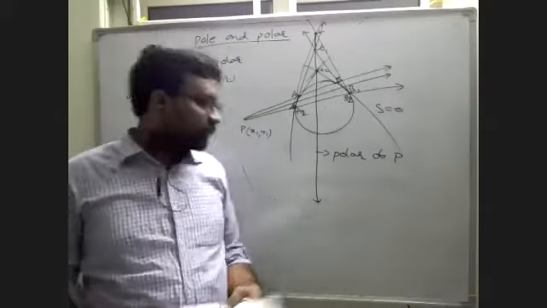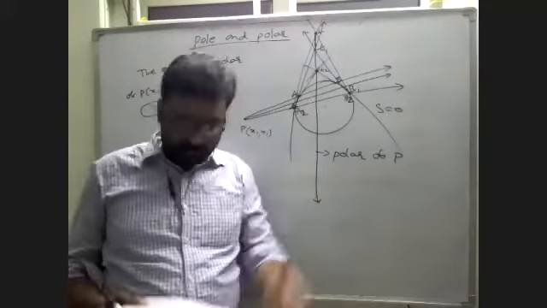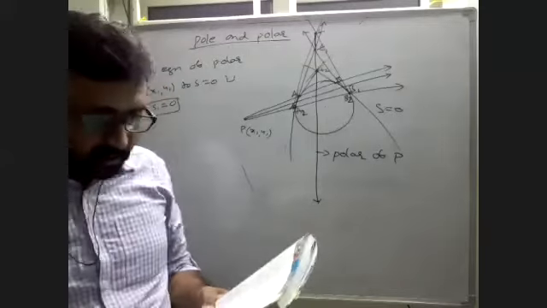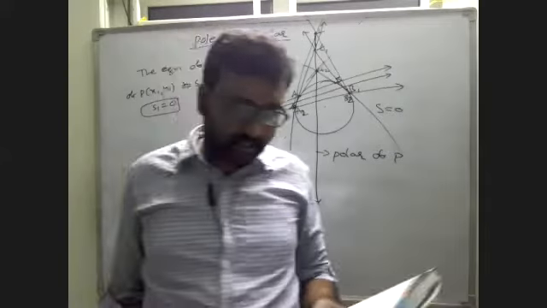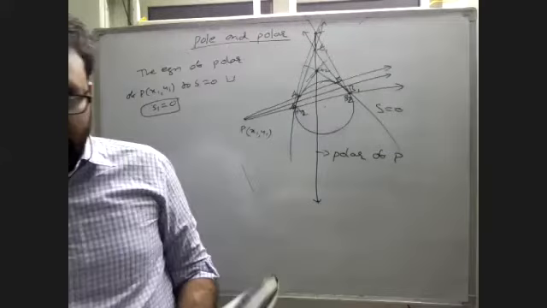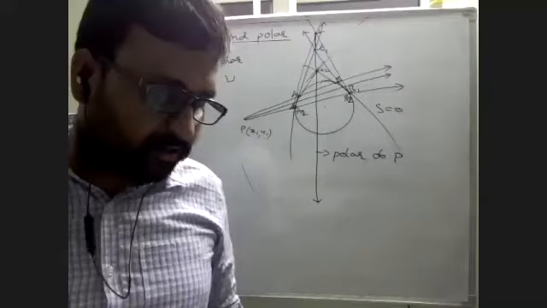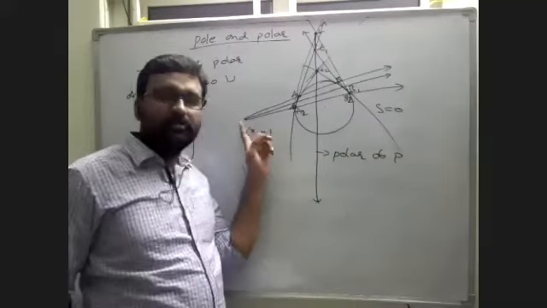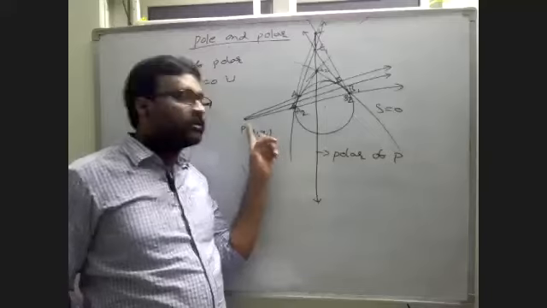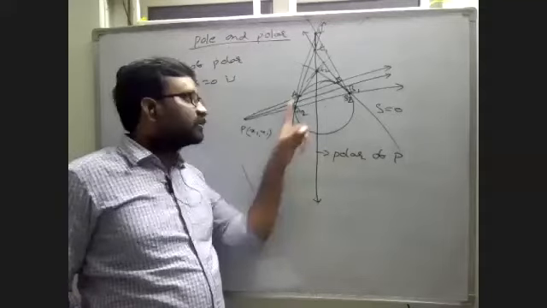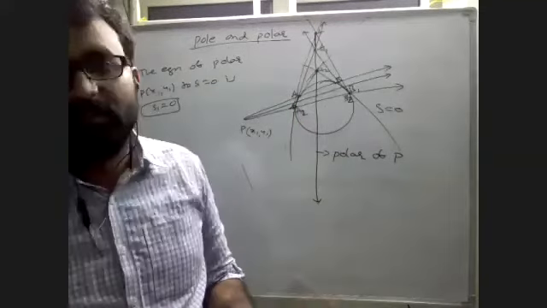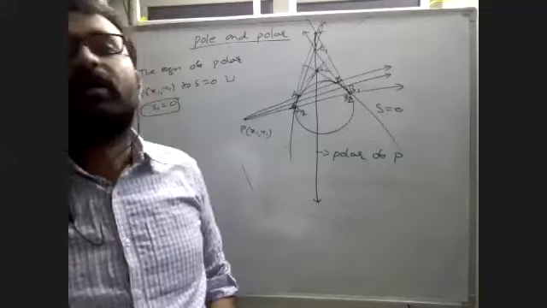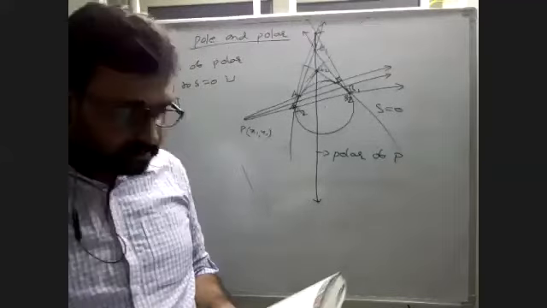And next, here we have to discuss one more point. I will give you that later. Some important aspects of pole and polar. If P lies outside the circle, then the polar is the locus of the chord of contact. If P lies outside the circle, this is outside of the circle, right? Then this is nothing but the chord of contact.